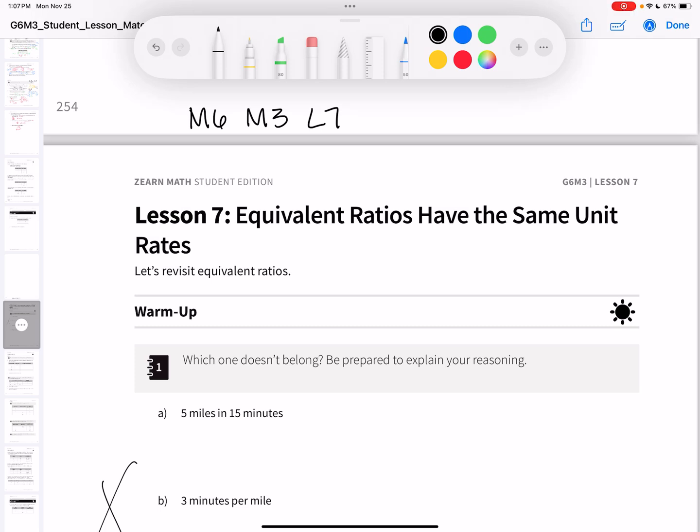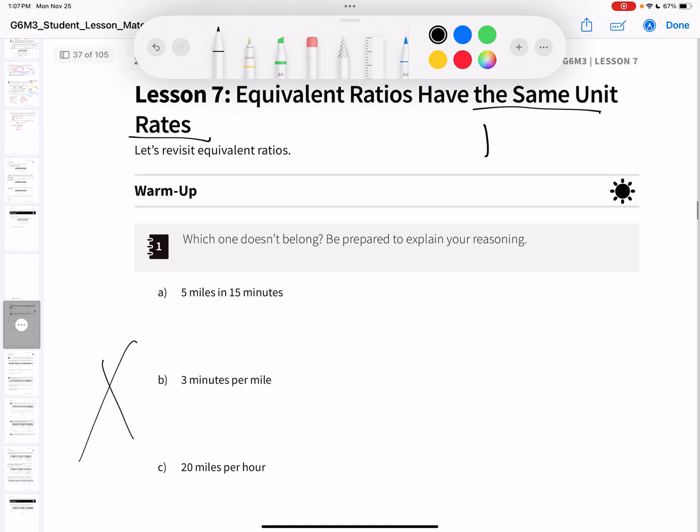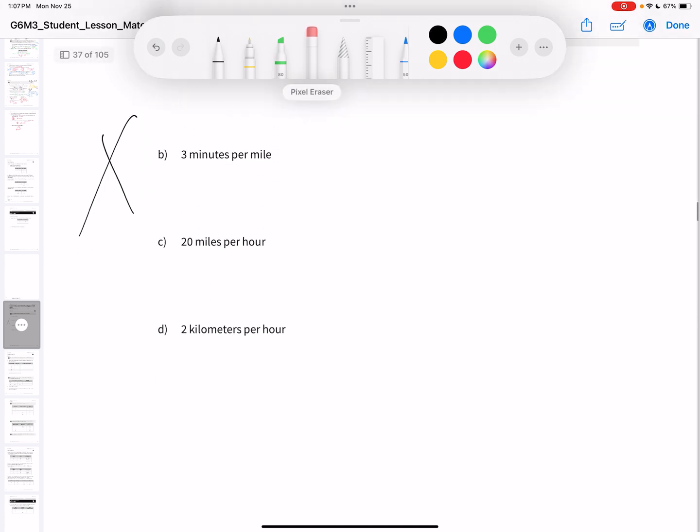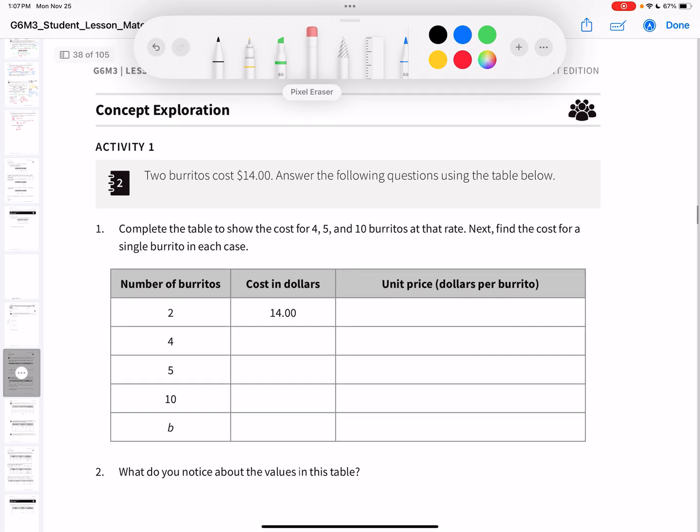Today we're doing Math 6, Mission 3, Lesson 7. Equivalent ratios have the same unit rates. A unit rate is bringing it down to 1. All right, we're going to skip over this warm-up. We're going to go straight into our activity.